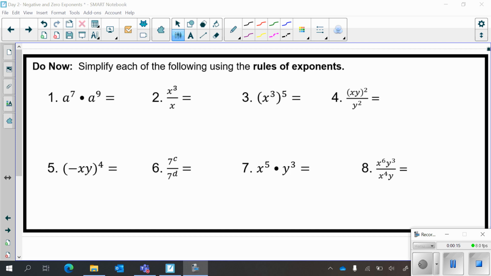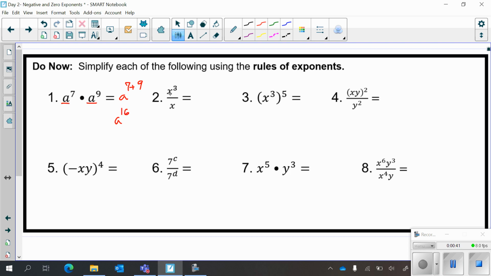We know that when we are multiplying two bases together, bases are what's attached to the exponent. So the A and the A are both A's, and because they're the same base, we can keep the base, and if you're multiplying your base, you add the exponents. So 7 plus 9 would be A to the 16th power.